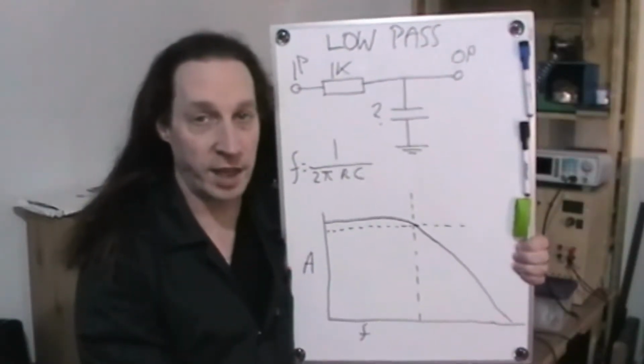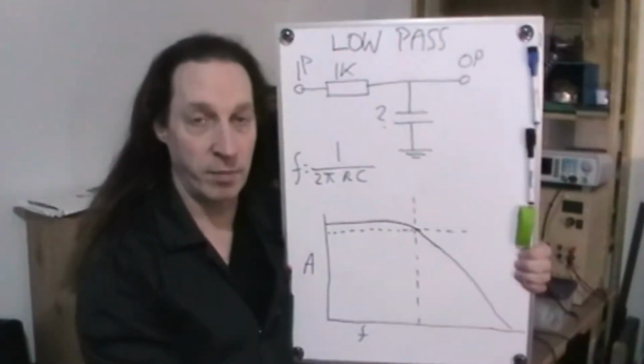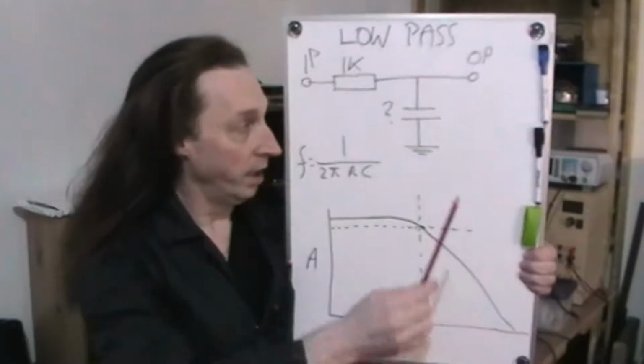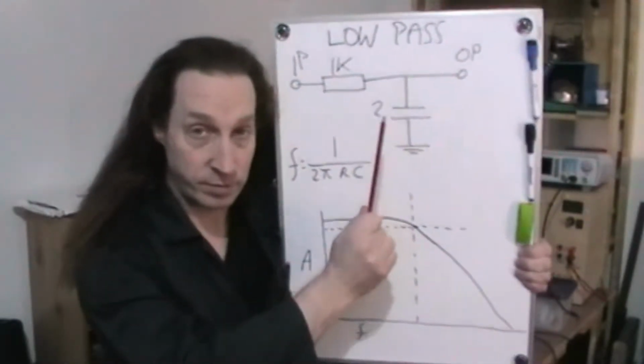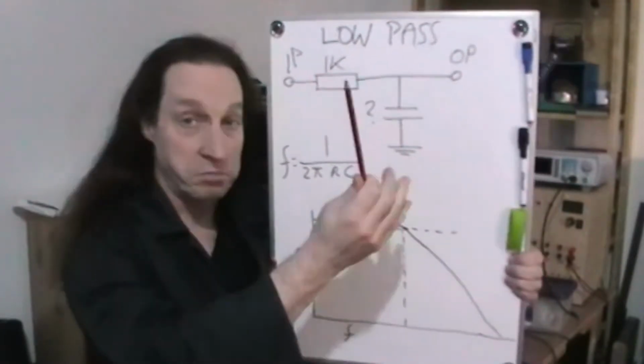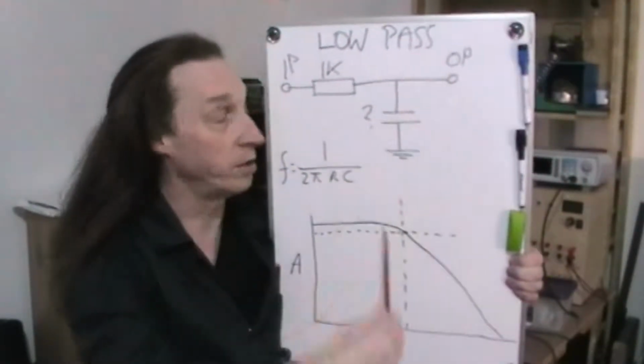I'm Richard and today I'm going to have a look at low pass filter. This is an RC passive low pass filter. That means I've got a resistor and a capacitor. RC, there we go. It's passive because there's no active components in this, just two discrete components.